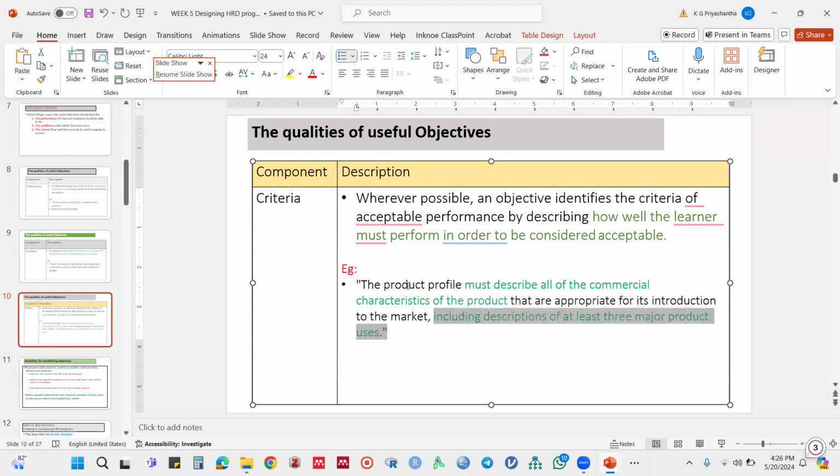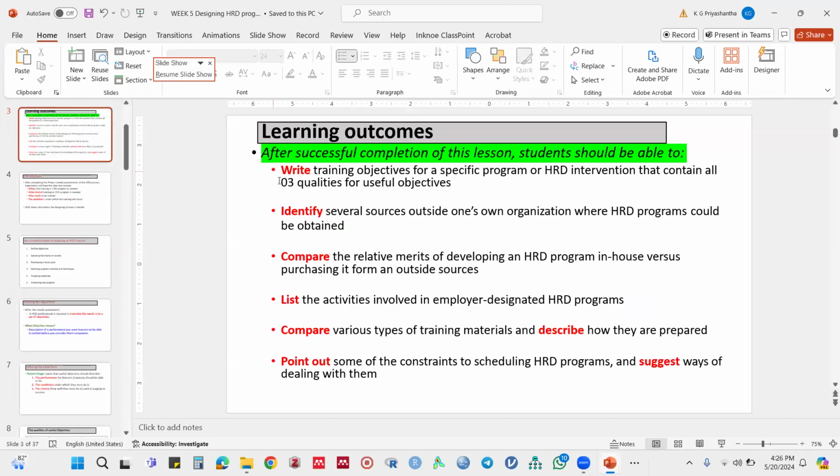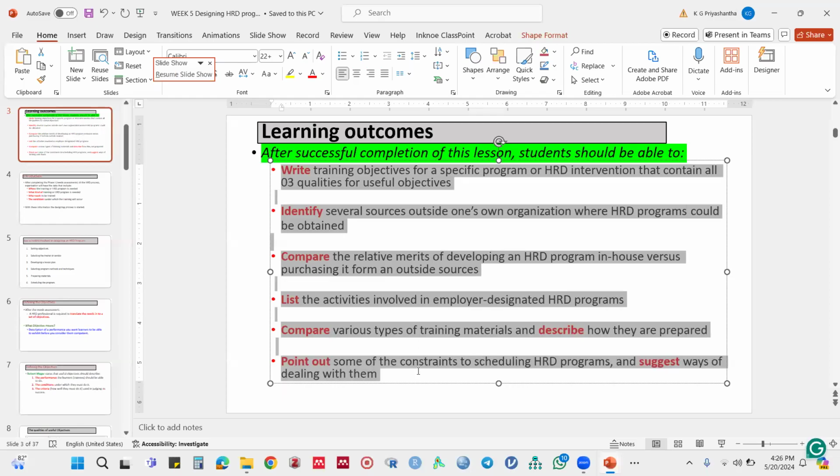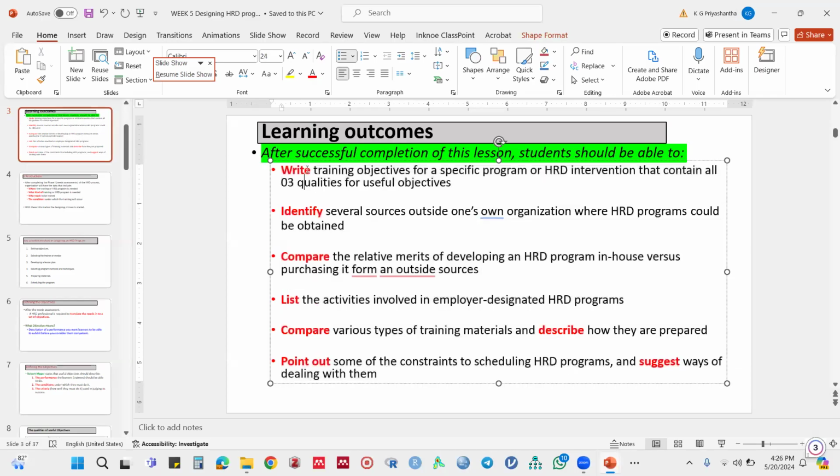So for example, in this lesson, we have given training objectives. This is purely something like a training objective, because these learning outcomes at the end of this lesson are the areas you must demonstrate. You must be able to write training objectives for a specific program, right? Once this lesson is finished, you must be able to write a training objective for a given program.